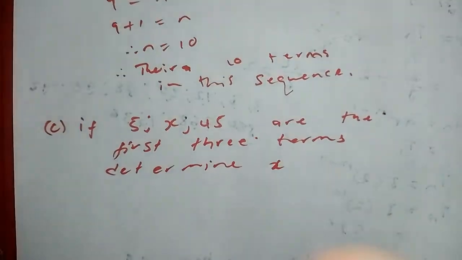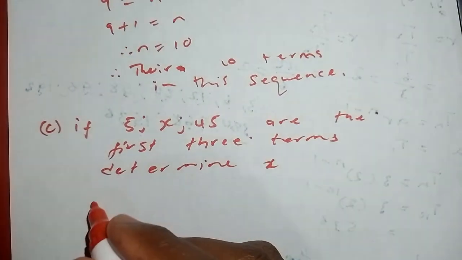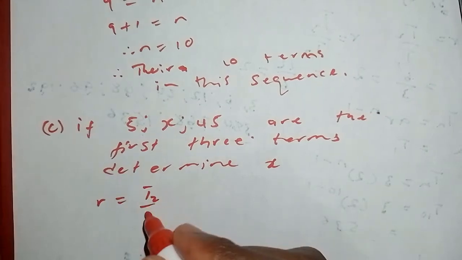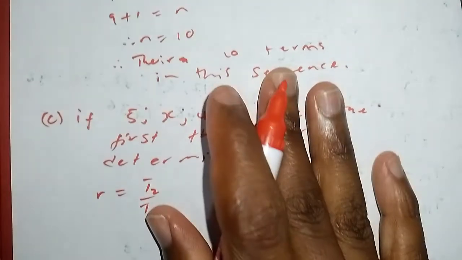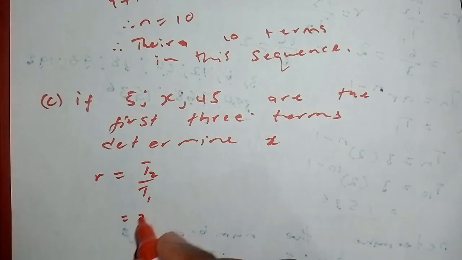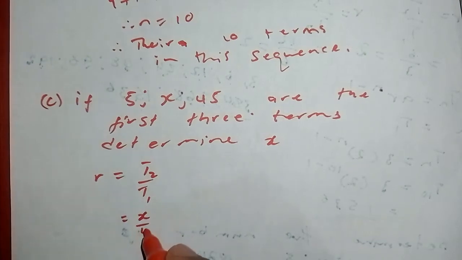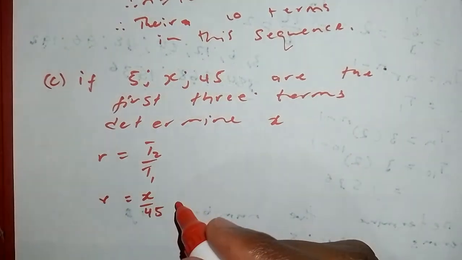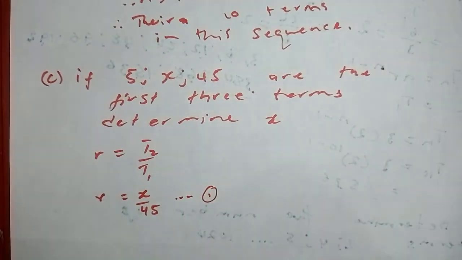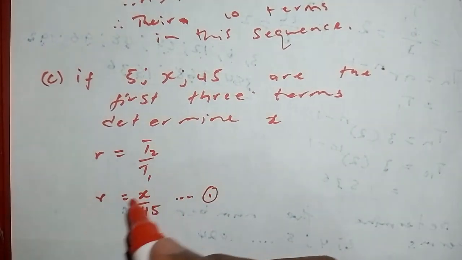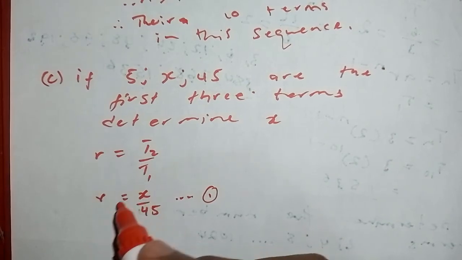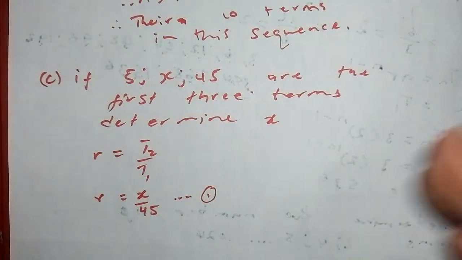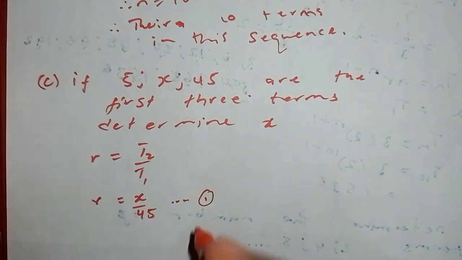Okay, I know r is equal to t2 over t1, right? Then what is my t2? It's x. What is my t1? It's 5. This is the value of r. This is my first equation, because I have two unknowns. That is why I use this. I say this is my first equation.